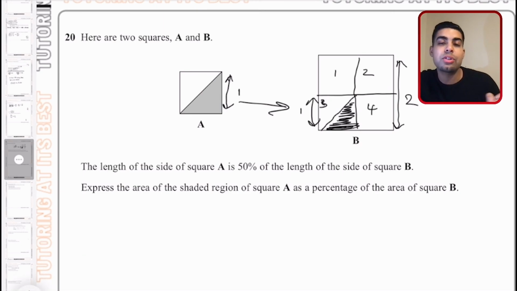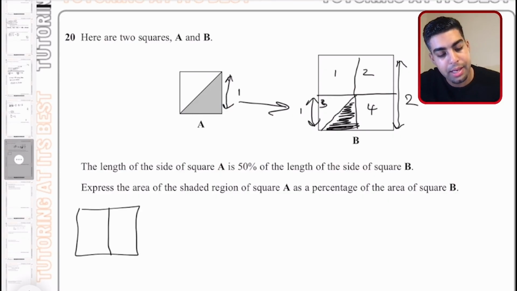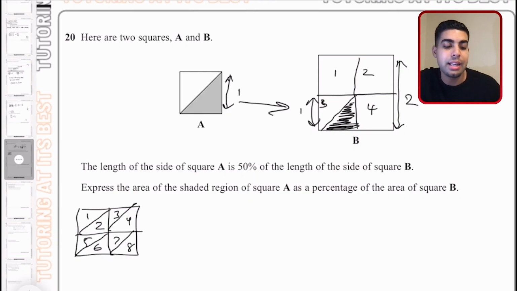And now because each square is divided into 2, that means we have 2 parts for each square, and there's 4 squares. So that gives us 8 representations here. So I'm going to draw this out here. And again, that's 1, 2, 3, 4, 5, 6, 7, 8. So again, if we take a look at one shaded space of A, that's going to be 1 over 8.